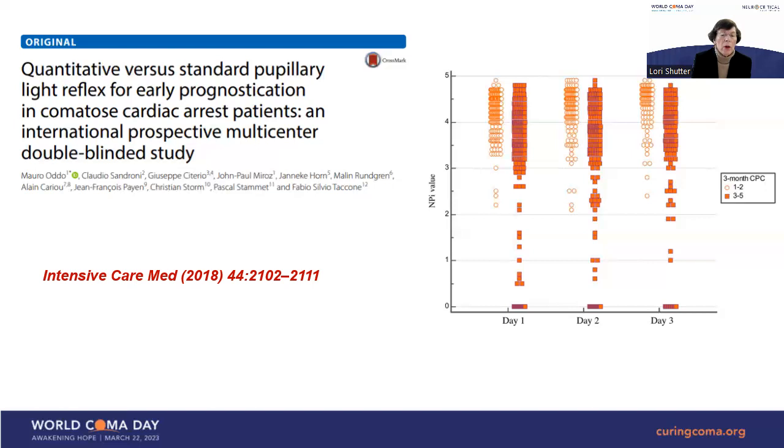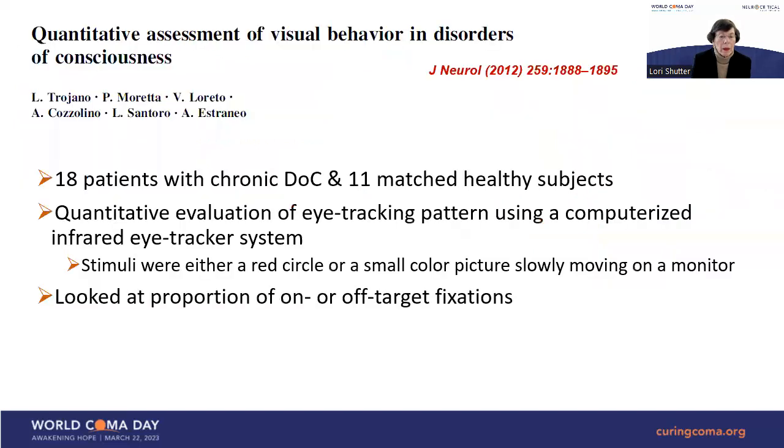And just looking at the graph, the light orange bars are the favorable outcomes, the CPCs of 1 to 2, and you can see the separation at all 3 time points or days of measuring. So another way to use a common bedside tool.